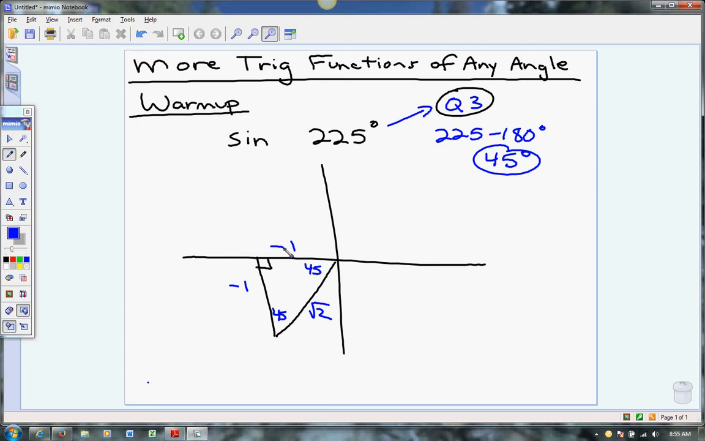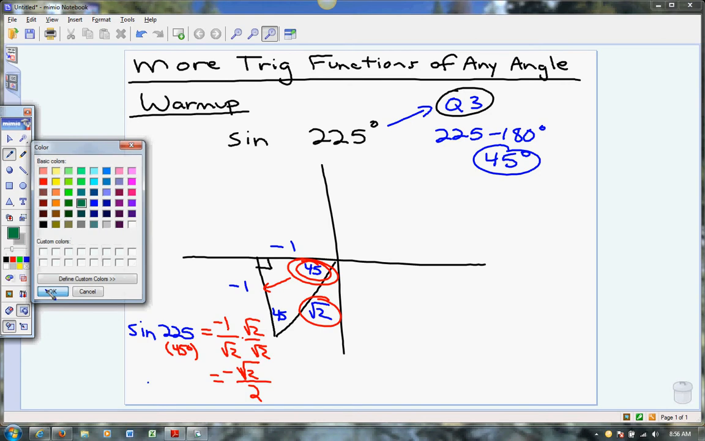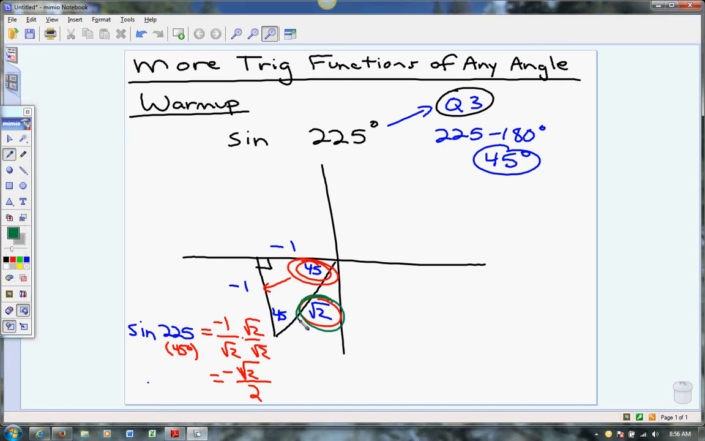So now I can just find the sine of 225 by working with this angle right here. We're actually going to do the sine of that angle. From this angle right here, the opposite side is negative 1. The hypotenuse is radical 2. And since we need to rationalize, let's go ahead and rationalize. I get negative radical 2 over 2. Now just a reminder, this hypotenuse right here is never negative because it's a distance. The hypotenuse will always be positive when you draw your triangle.